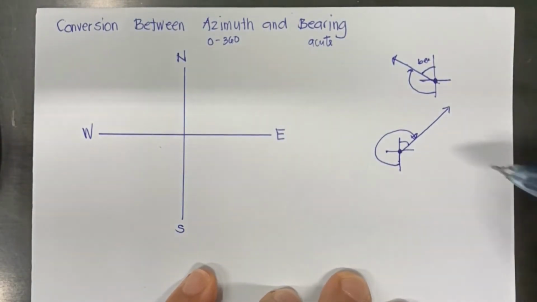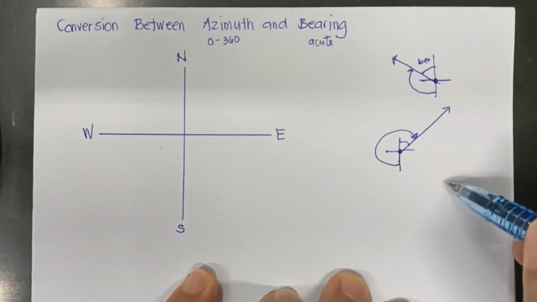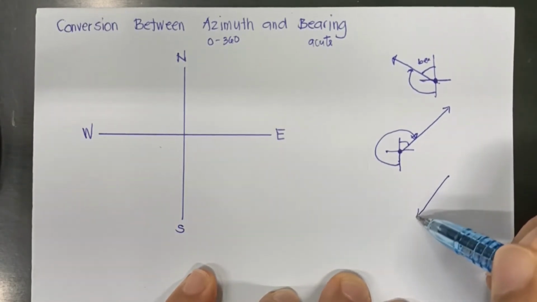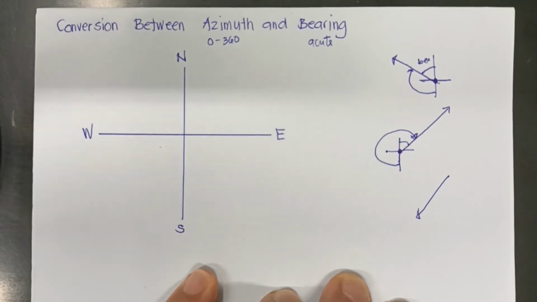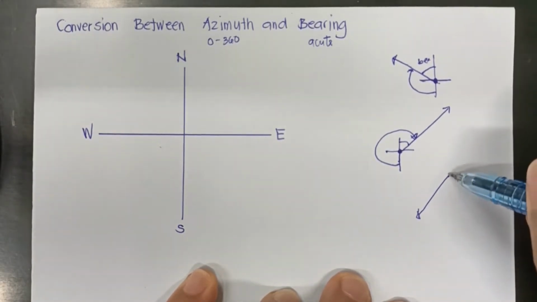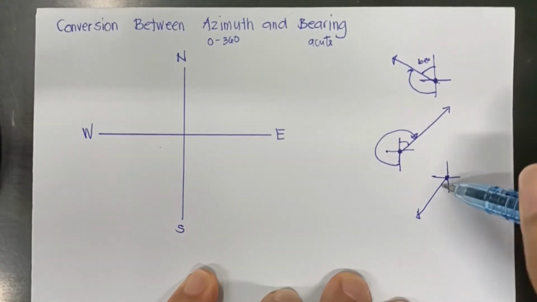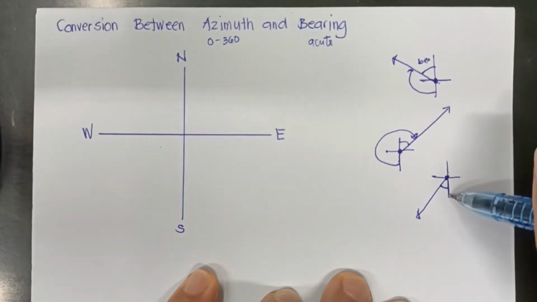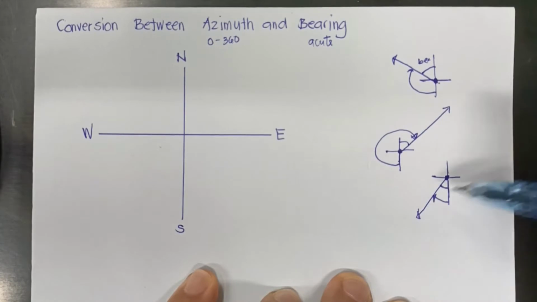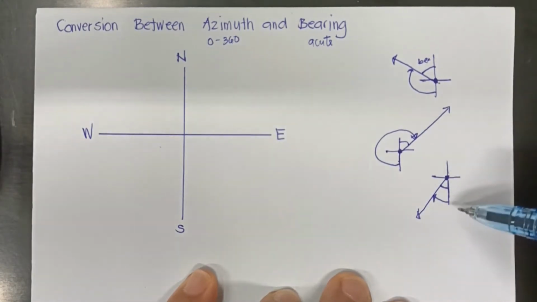Also, if we have a line that is going in that direction, the arrow is shown to represent the direction of the line. So we have also the bearing. This is the bearing, and of course this is also your azimuth. Azimuth is an angle from the south branch measured in clockwise direction towards the line.